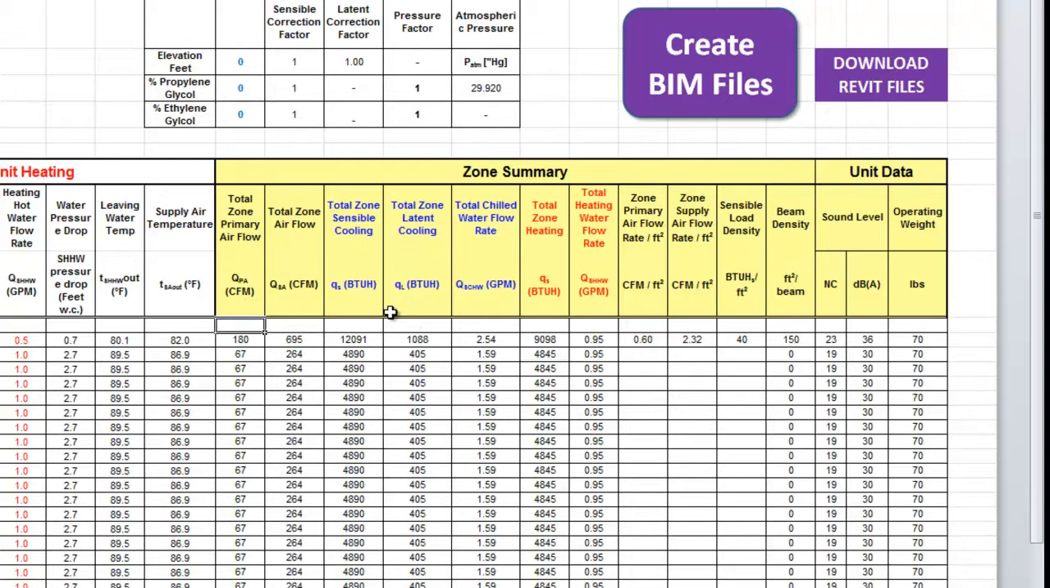And we also provide additional information for your analysis and reviewing of the quality of the selection for primary airflow rate per square feet and the total zone supply airflow rate per square foot. Noise levels, operating weights, and beam densities are also displayed. That gives you an overview of how to undertake a simple selection using the Ddanko selection software program.